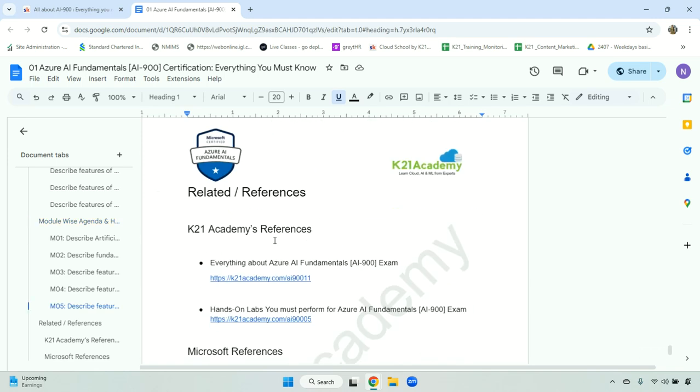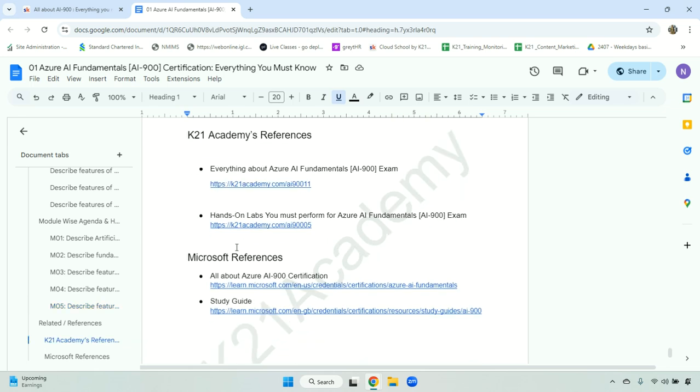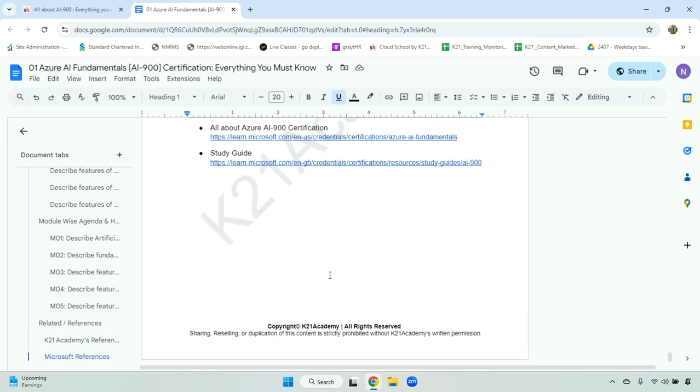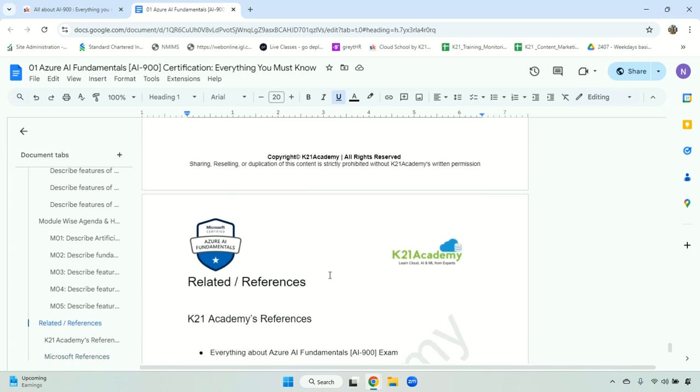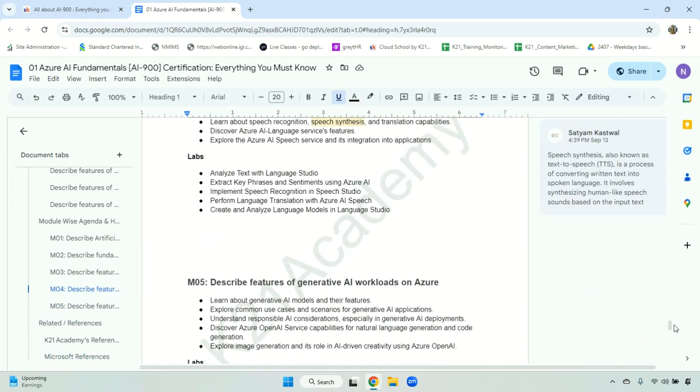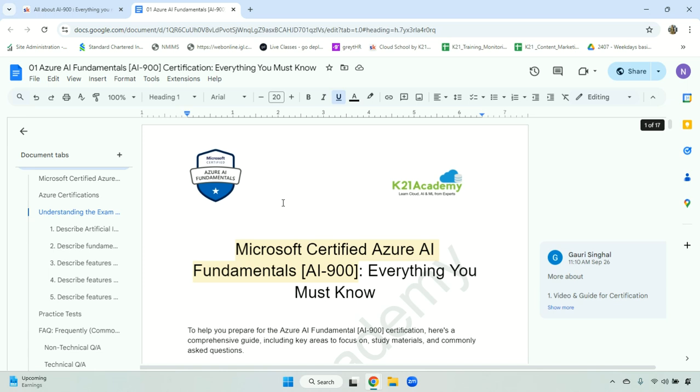Proceeding further, we have also included some relevant references. If you want to perform the hands-on lab for AI 900, how you can perform and from where you can perform, those links also we have included. This is all what we are going to discuss, so let me go up and start from the very beginning and guide you with the entire thing one by one.